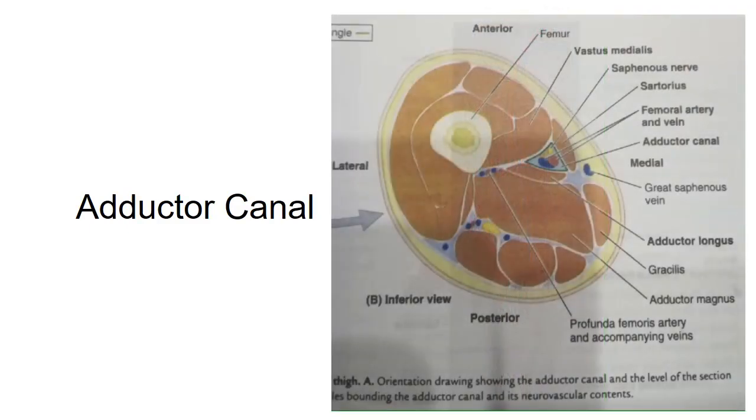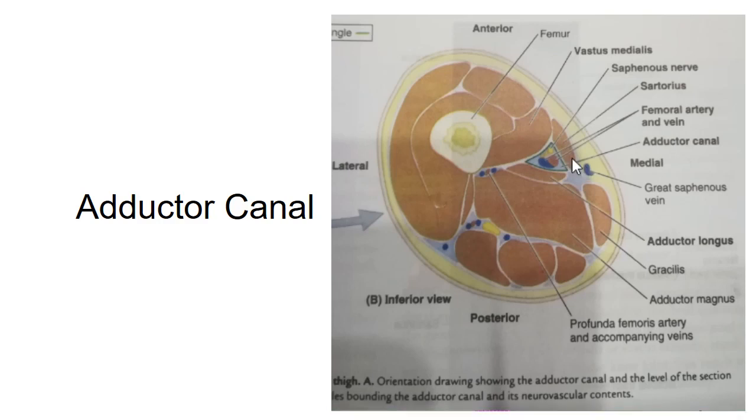Now let's talk about the boundaries and contents of the adductor canal. This is an image showing a transverse section of the thigh. This is the anterior side of the thigh. This is posterior. This is the medial side of the thigh and this one is the lateral side of the thigh. This is a cross section of the femur. This green triangle is showing the adductor canal.